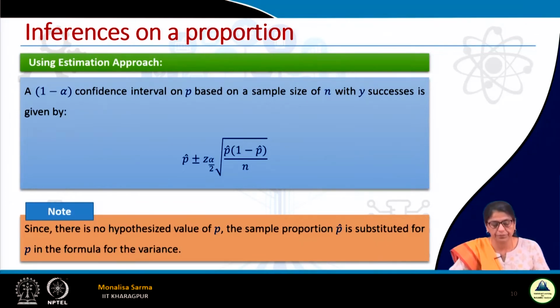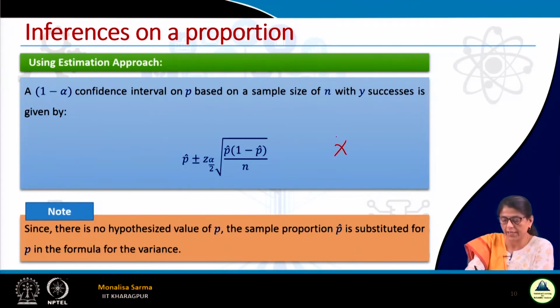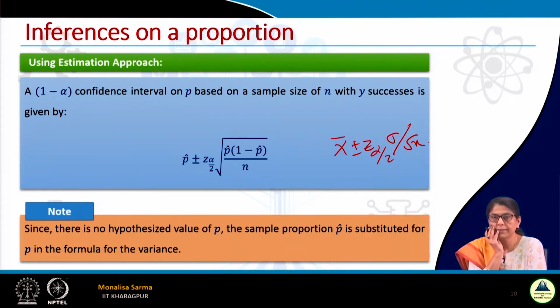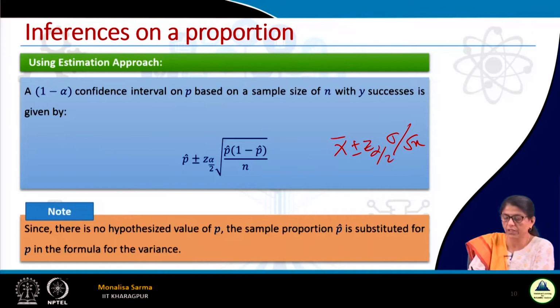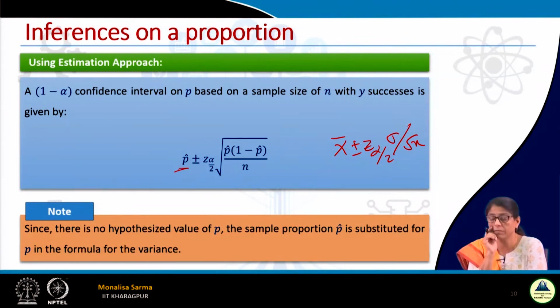Similarly, for proportion also we can find a confidence interval. Whatever formula we use to find the confidence interval for the mean, the same approach applies. What was the formula, if you remember? It was x bar plus minus z alpha by 2 sigma by root n, isn't it? Here, instead of x bar, the mean of the sample, we have the proportion, that is p cap. And we have sigma.